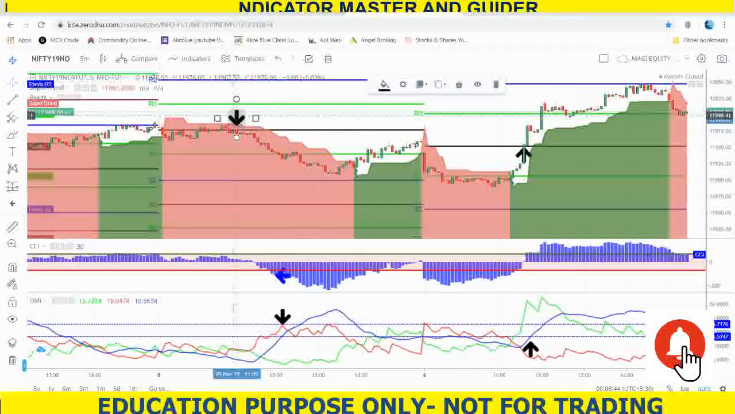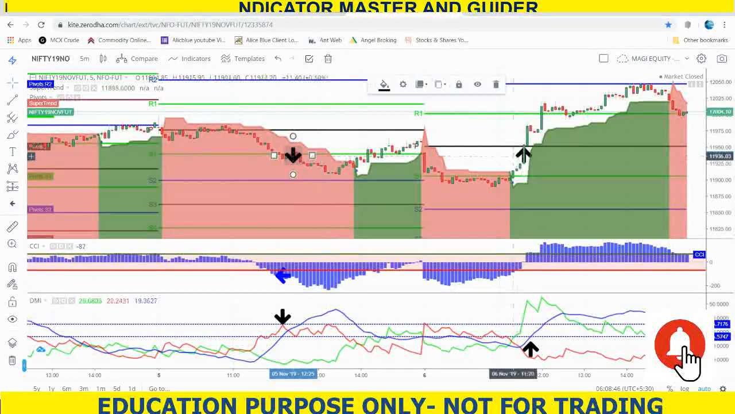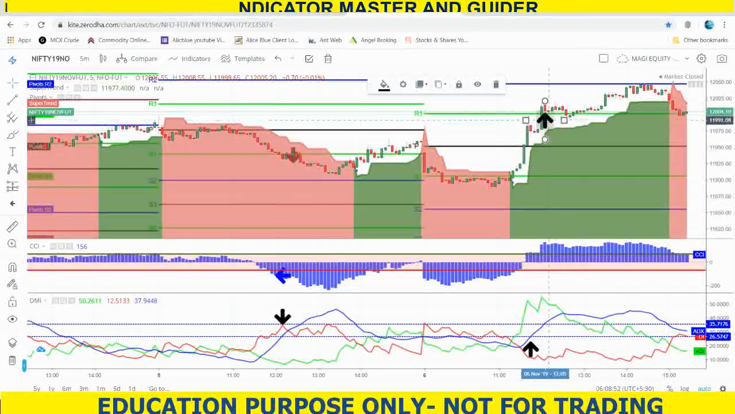So here also, in this trading session of 6th November in the Nifty, once the pivot point breaks, exactly it goes to R2. It is doubling the profit. So that's what I'm telling. If you follow the pivot point level, our profit will also increase.